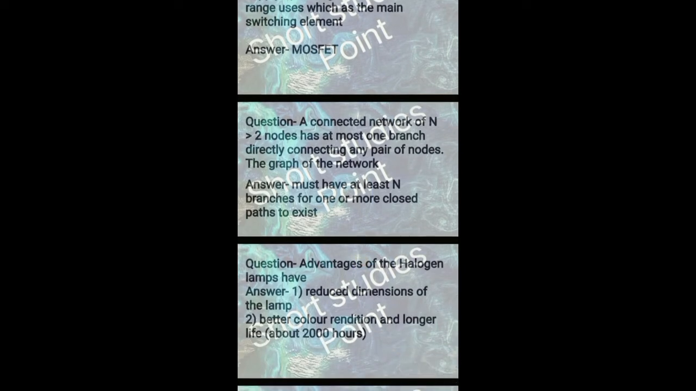Next question: a connected network of n greater than 2 nodes has at most one branch directly connecting any pair of nodes. The graph of the network? Answer: must have at least n branches for one or more closed paths to exist.